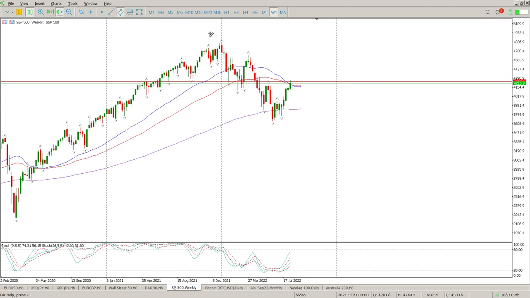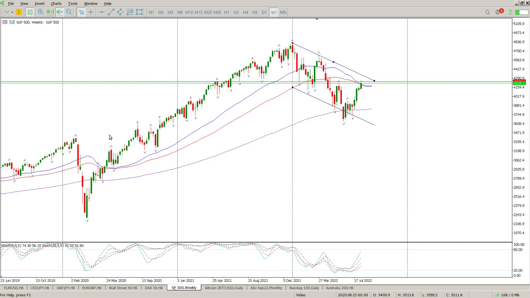The other thing that you need to bear in mind is on the weekly, we have a fairly big channel or flag. To me, this is more of a flag than a channel at the moment. But obviously, we need to break above this area first. And we'll get to the exact levels on the lower time frames. We need to break above this level first. And then sort of getting above 4,300 is going to be key for the bulls.